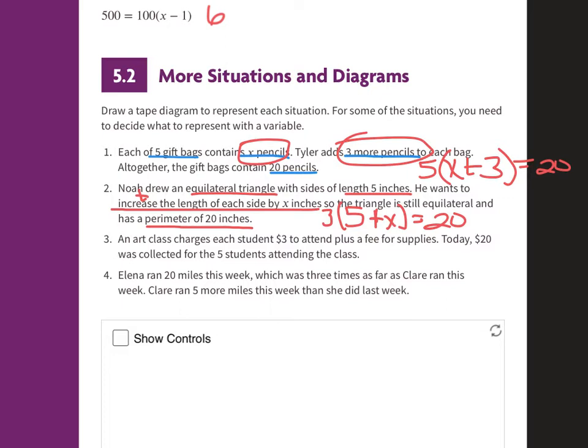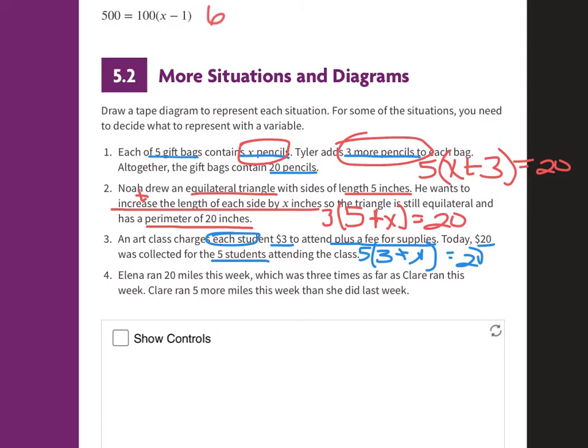Okay? Number 3, an art class charges a student $3 to attend plus a fee for supplies. Today, $20 was collected for 5 students attending the class. Okay, so the art class charges each student $3 plus a fee. We don't know what the fee is, so we could go 3 plus the fee. We don't know what it is, so we could go X. And then there are 5 students, so each one has to pay that. So 5 times (3 plus X) equals $20.